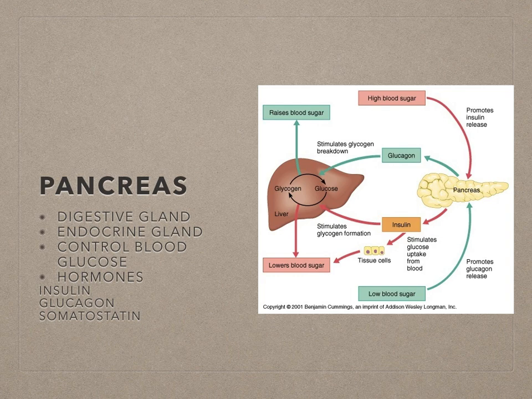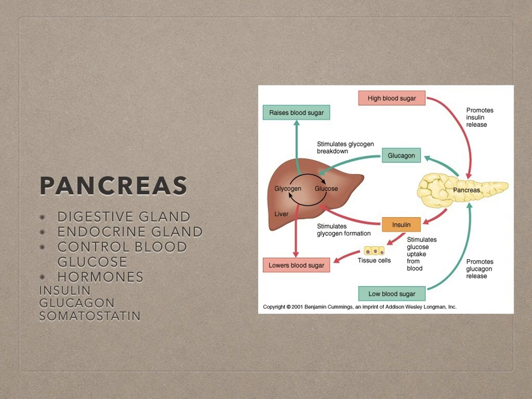But other parts of the gland secrete hormones into the blood. And these hormones are involved in controlling the most important nutrient in the blood. That's glucose. It's a sugar. Okay, and so these two hormones are insulin and glucagon. It releases another hormone called somatostatin, but we won't talk about it here.